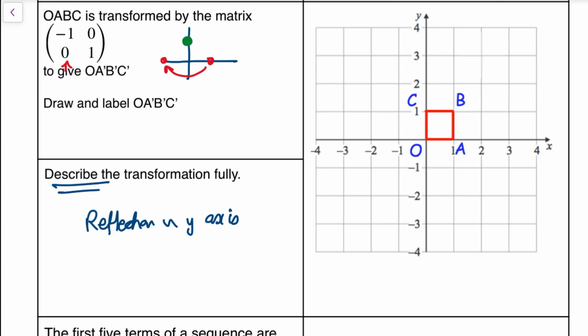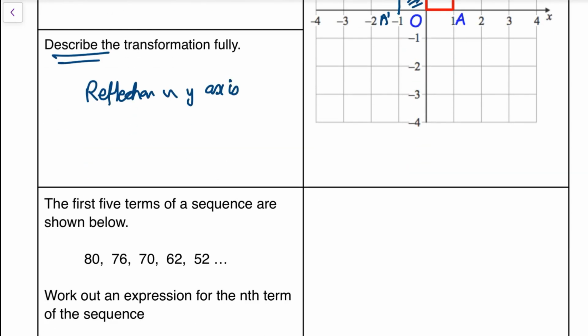And now I can go back to the first part and label it, because I know that my new point is going to look like this, where this is my new B and this is my new A. And you don't need to shade it in, but just to make it really clear what I've done. Nice question, that. Good question.